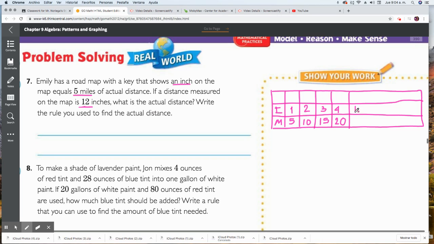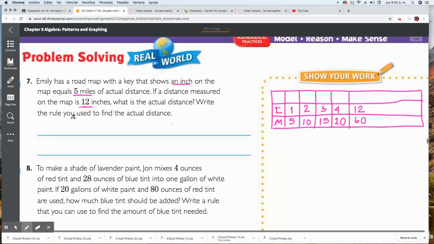I don't have to count all the way from 1 to 12. I can just skip count. After I have written at least 4 pairs of numbers, I can use that rule to find the answer. And the rule is to multiply the number of inches by what number to find the number of miles? We're multiplying by 5, right? So what's 12 times 5? 12 times 5 is 60.